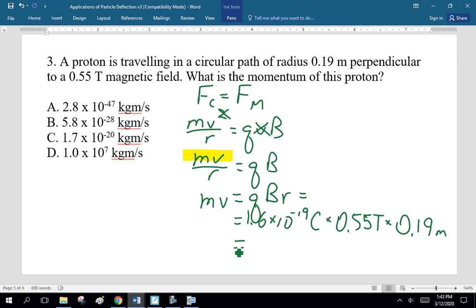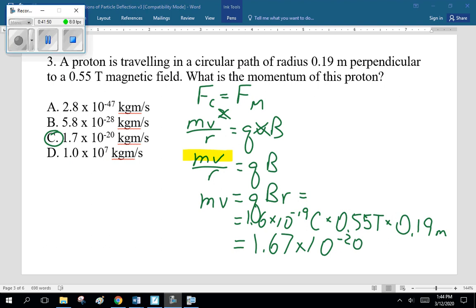Somebody calculate the answer for me. What is it? 1.67 times 10 to the minus 20. Yep. So that's how that goes. Any questions? Goodly. So now I'm going to give you your homework, and you can work on that.